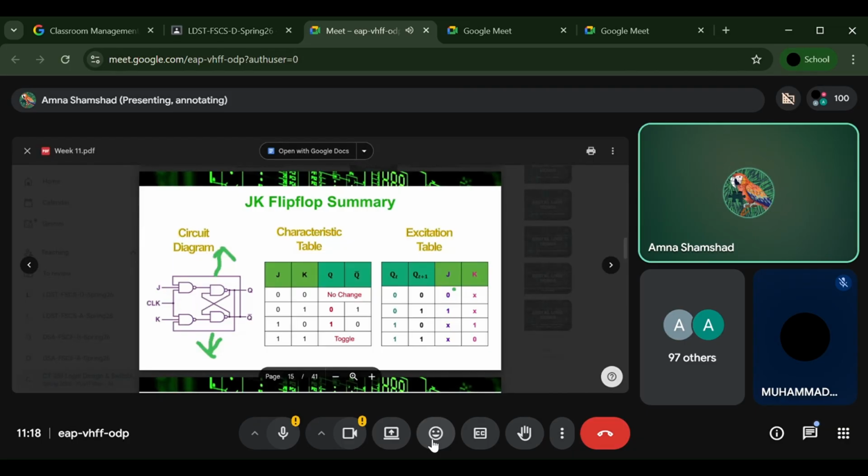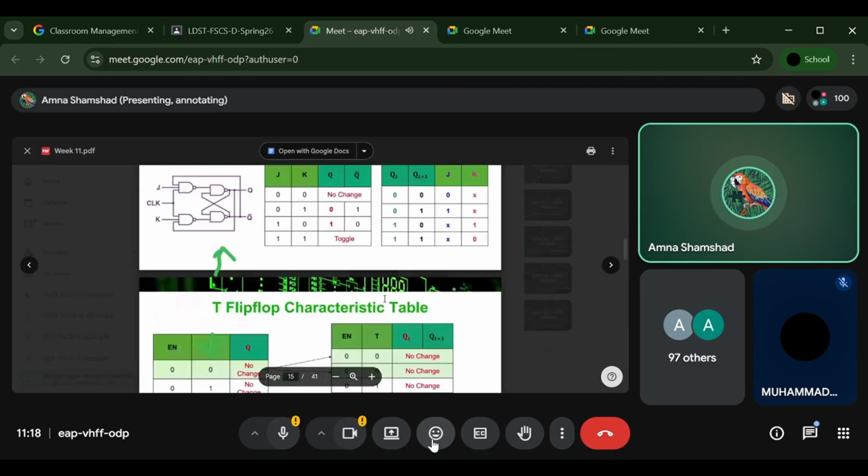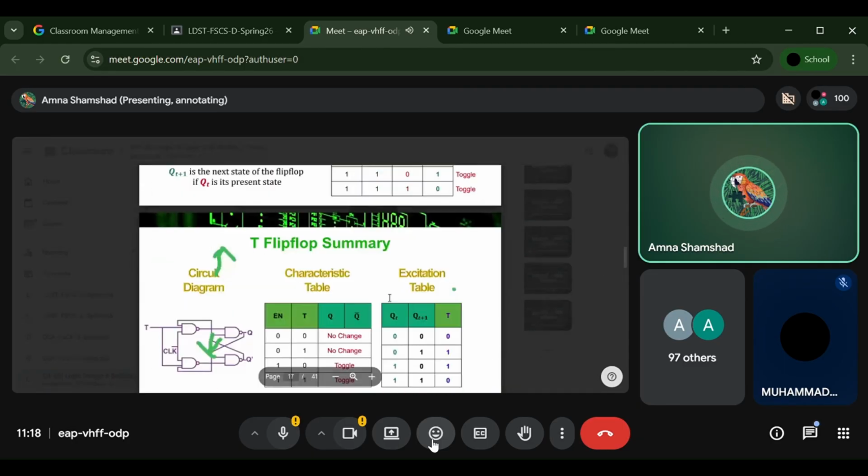Okay, is this clear what you have to do? Yes, class, you can do it after the class. Just take the initial state as 0 and 1 and then apply these JK and verify these input signals. Clear? So after this you have JK summary. This is my T flip-flop.